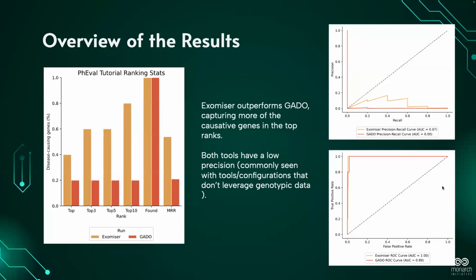But what's important here is that if a benchmarking study only reported, say, these metrics, it would make everything look great. You can see Xmiser has found all of them. It's got like 80% in the top 10, and it's got great precision and a great ROC curve. But then when you look at the precision, it's low. So it's not giving you the full picture, but with PhEval we've given everything, so it should be super easy to see what the tools lack or where they are not performing as well in terms of metrics.